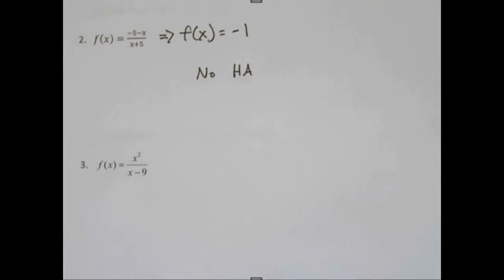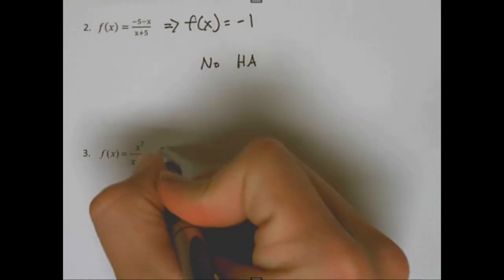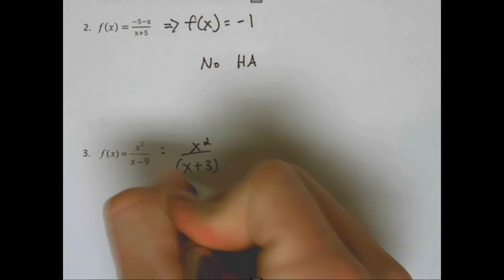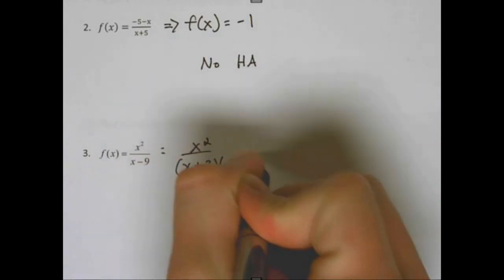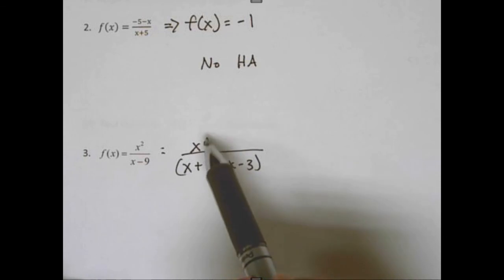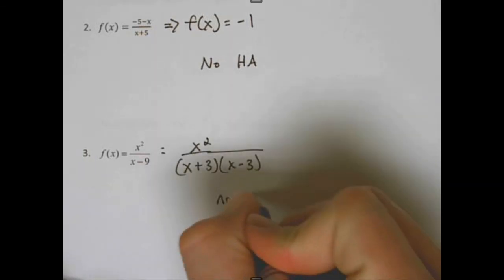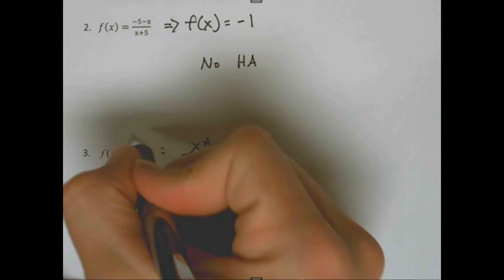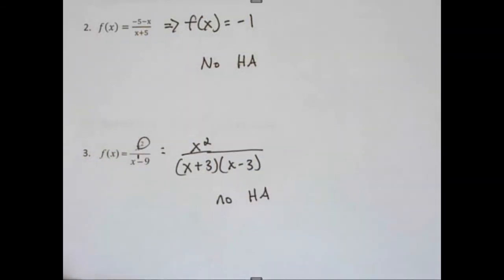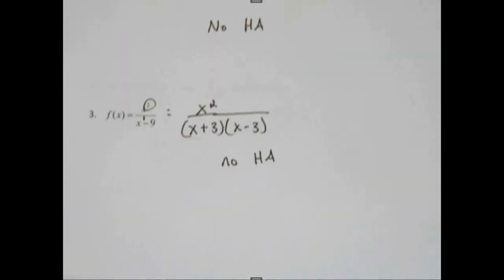And then number 3, we can factor this. We haven't factored this one, I don't think, but this is the difference of two squares. But for our horizontal asymptote, we're only looking at the degree. The degree on top is bigger, so there is no horizontal asymptote. The degree on top is 2, and the degree on bottom is 1. So you look at the biggest exponent to find the degree.